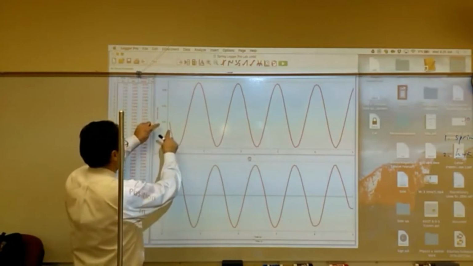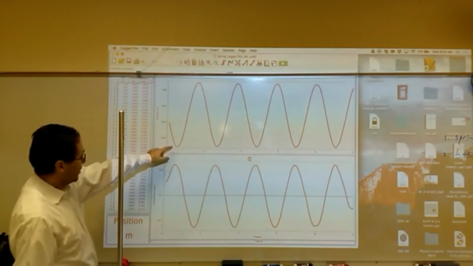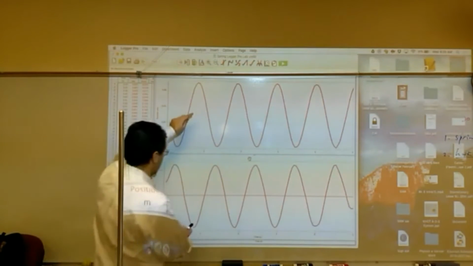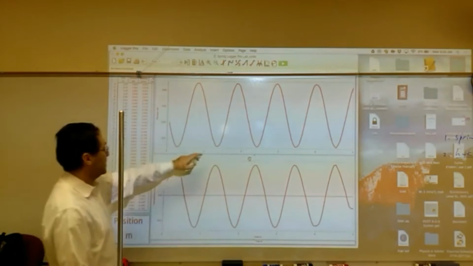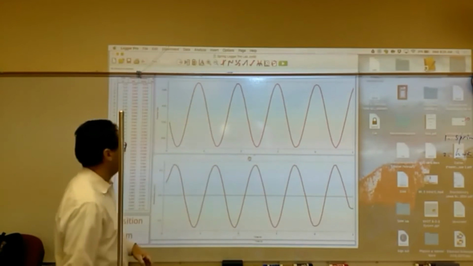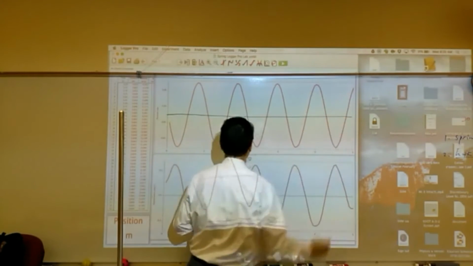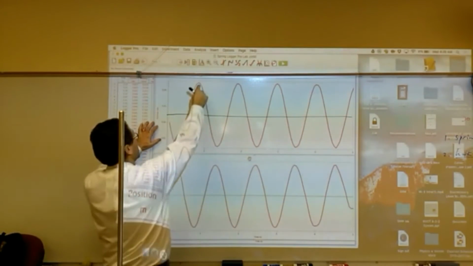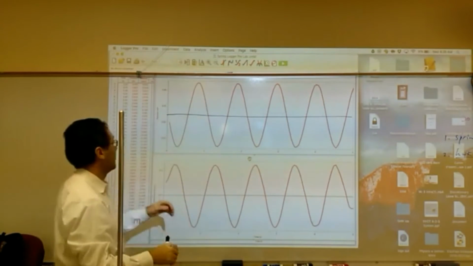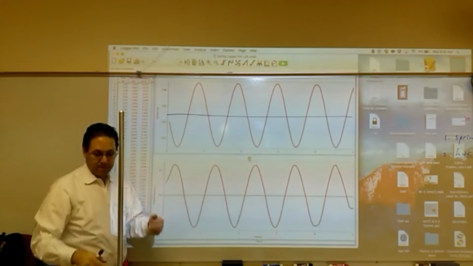If you look at the displacement time and the acceleration time, they look like they are always opposite. Like when this one is maximum, this one is minimum. When this one is minimum, this one is maximum. Okay? And they're both at zero at the same time. Now let's explain that. When the stretch is at maximum, the acceleration is minimum, so it's like this.